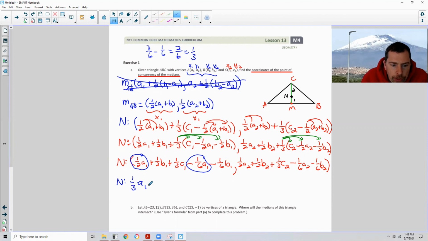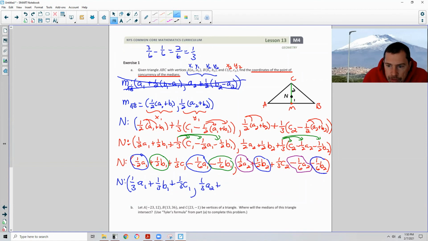So this is going to be 1/3 a sub 1 plus, and now let's look at the b sub 1 and the b sub 1. So now we already had 1/2 minus 1/6. We know it's a third. So that is going to be 1/3 b sub 1 plus 1/3 c sub 1. There's no other c sub 1s. Comma, 1/2 a sub 2 minus 1/6 a sub 2, and again 1/2 minus 1/6 is 1/3. So that is going to give us 1/3 a sub 2 plus 1/2 b sub 2 minus 1/6 b sub 2 is 1/3 b sub 2 plus 1/3 c sub 2.